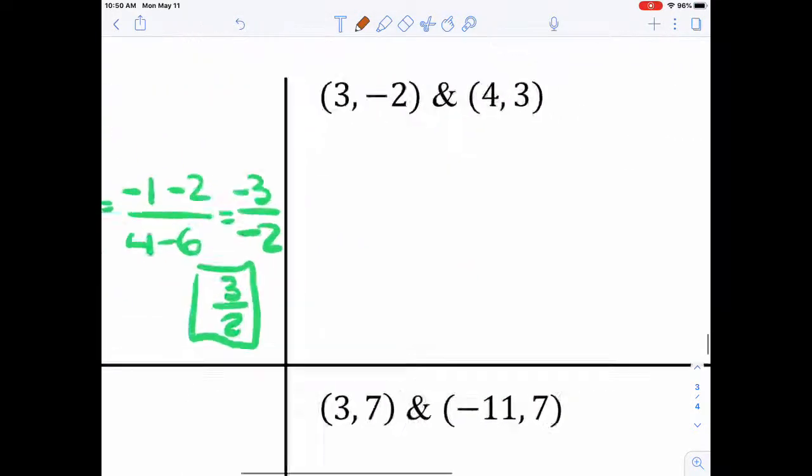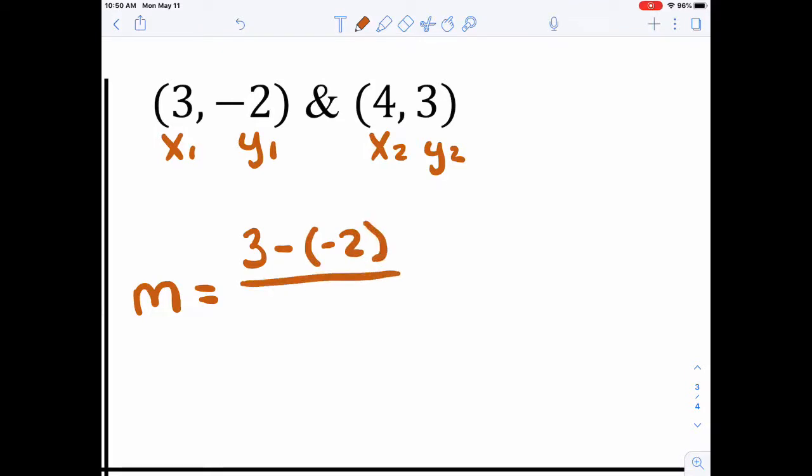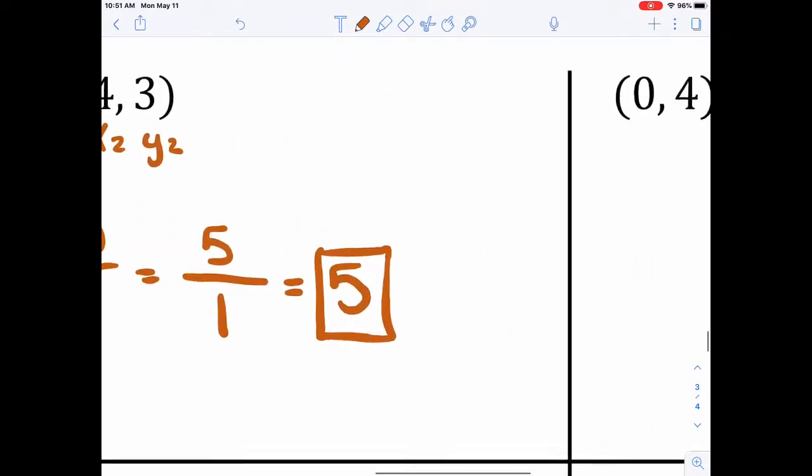Okay, so moving on here to this next one, I'm again going to go ahead and label my x1, y1 and x2, y2 coordinates. And I'm going to have my m is equal to my change in y, so my y2 minus y1, so 3 minus -2, all over my change in x, which will be 4 minus 3. So to simplify that, remember 3 minus -2, that's the same thing as 3 plus 2, so I'm going to get 5 in my numerator over 1 in my denominator, which again, anytime you have something over 1, that just simplifies to what your numerator is. So 5 in this case.